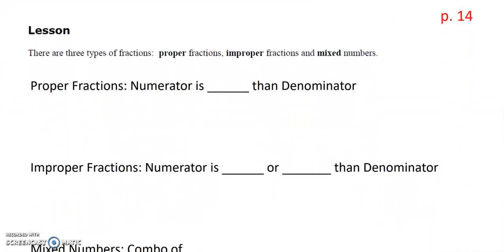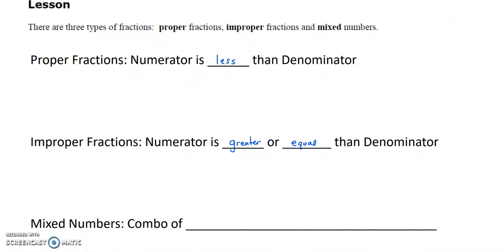So the three types: a proper fraction is where our numerator is less than our denominator. An improper fraction is where our numerator is greater than or equal to our denominator. And the mixed number is a combination of a whole number and a proper fraction.